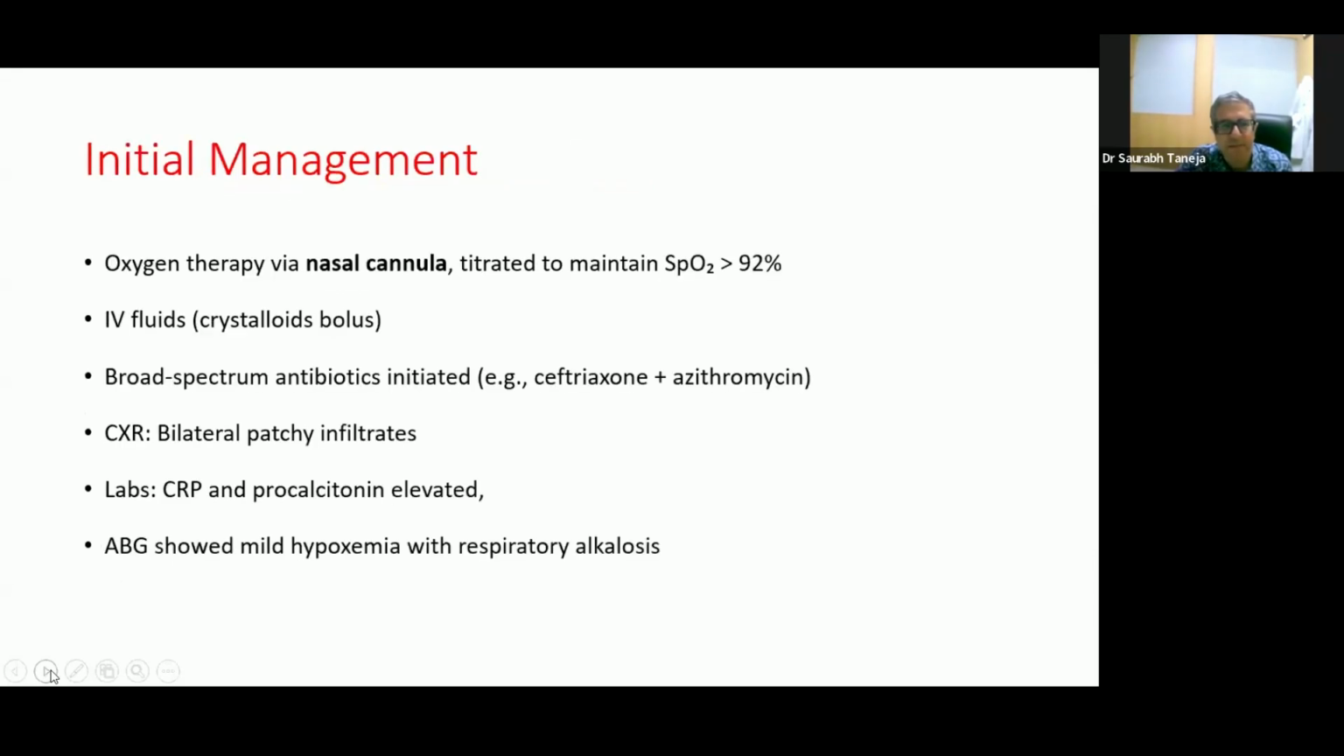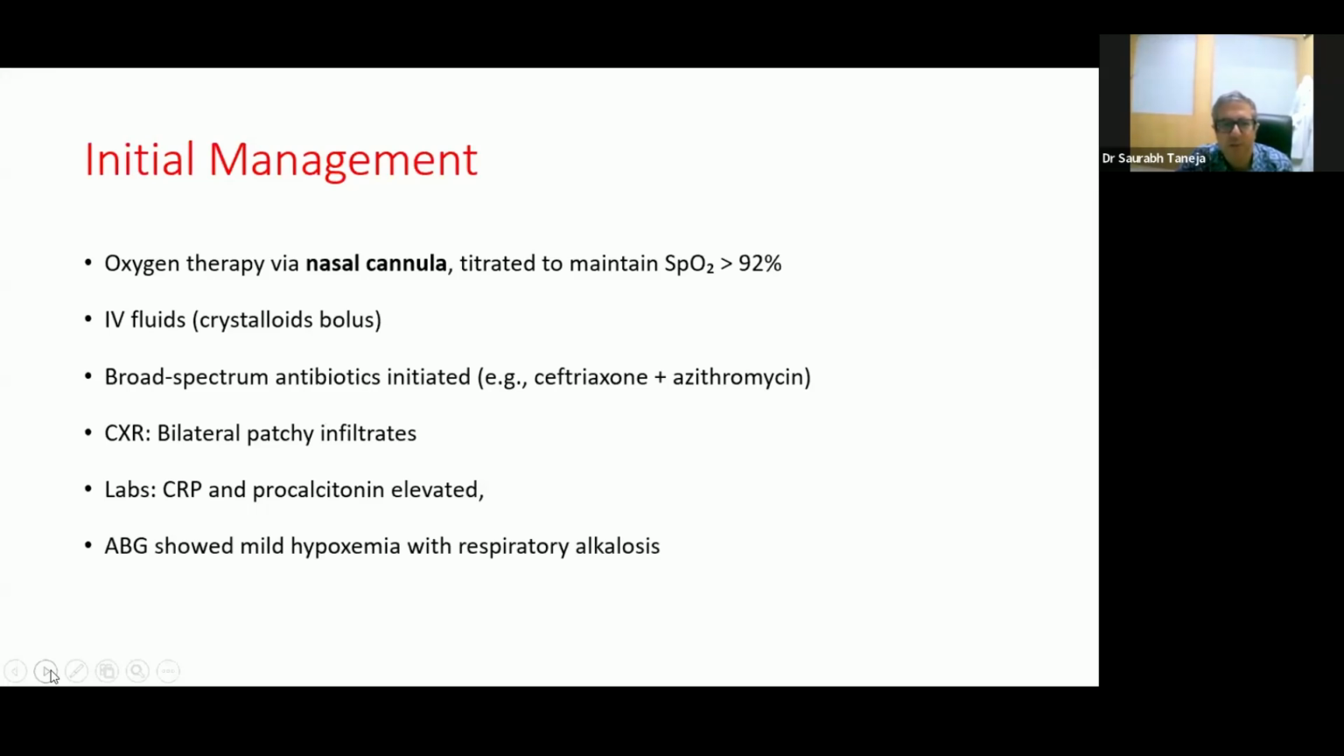So when this patient presents to us in the emergency or in the ICU, how will you manage such a patient? Initially, we want to maintain the saturation at more than 92%. So we supplement it initially by nasal cannula. If the patient requires more oxygen, we go to higher alternatives. Since the patient is febrile and tachycardic, we give an IV fluid bolus. And since we suspect that this is a patient of sepsis, we start broad spectrum antibiotics as soon as possible. And we send for some investigations.